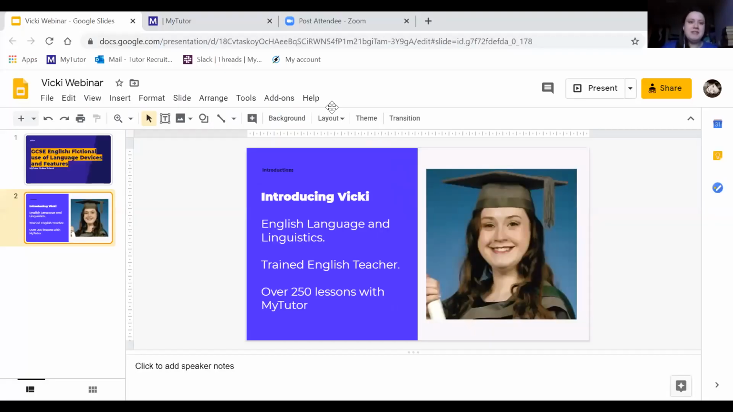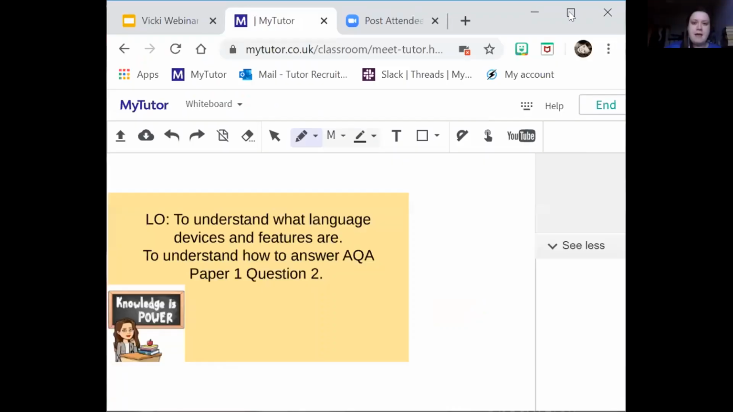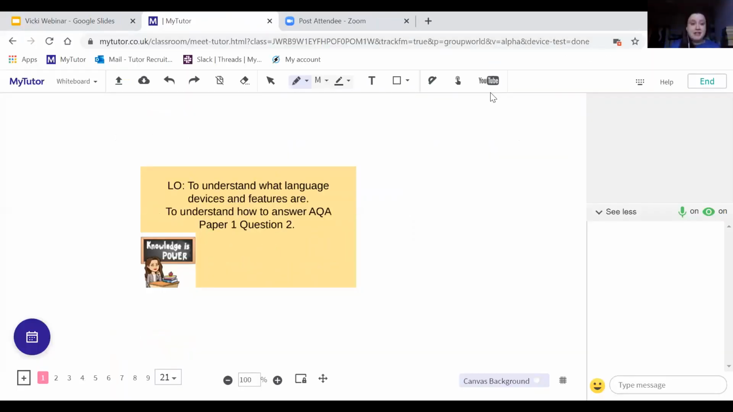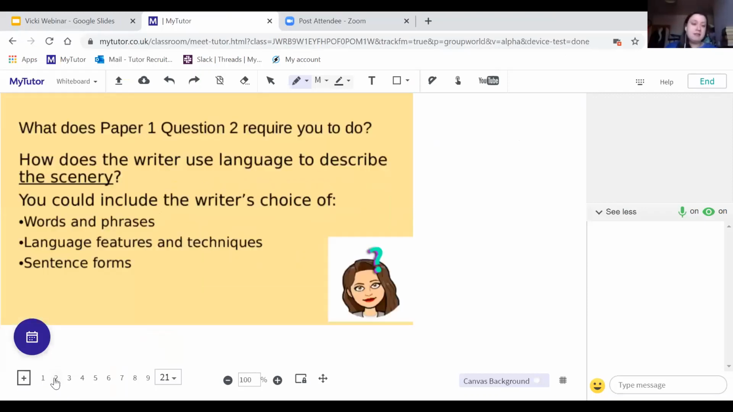Hi, good morning everybody. Right, so today once again we are going to be looking at language devices and features. You just see my screen saver there, apologies. Right, so this is what we're going to be looking at for the remainder of the week, but each lesson effectively is going to be looking at different texts, so you get a range of ideas, and we're going to build up on our knowledge, and the questions I'm going to be giving you will be building up on what we've been looking at together over the last few lessons.